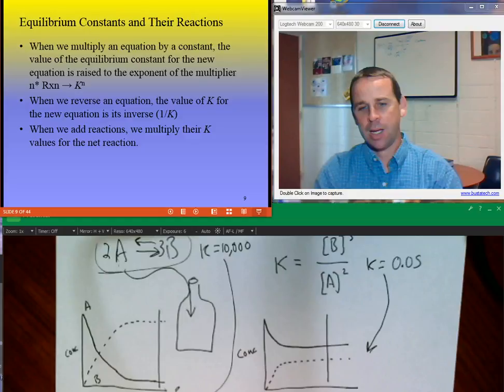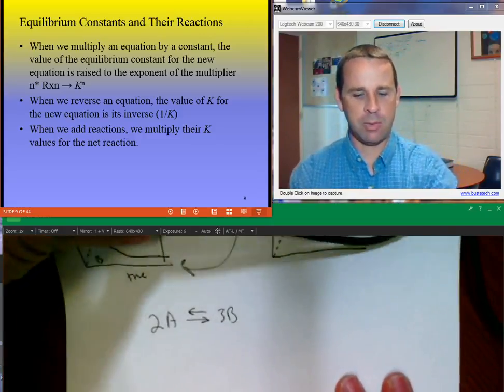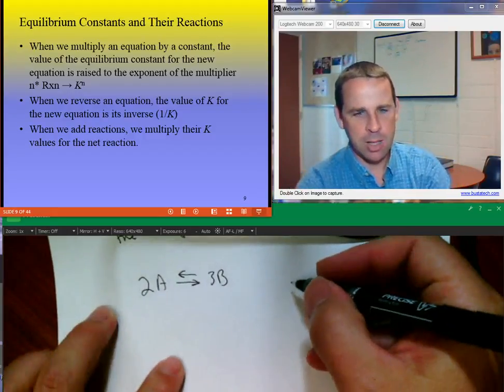The same thing can be done by looking at how much. The same thing can be done. Let me rewrite the chemical reaction here. Okay, so if I have this chemical reaction here, and I'm going to write the K.